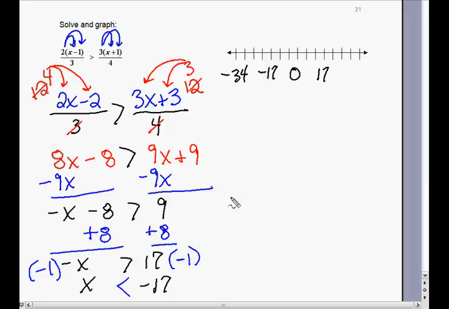The number we're talking about is negative 17, so we circle negative 17 on the number line. We leave it an open circle since it's strictly less than, and we shade to the left for those numbers that are less than negative 17. Interval notation would be from minus infinity to negative 17, and we end with a parenthesis because our inequality did not have a line under it.